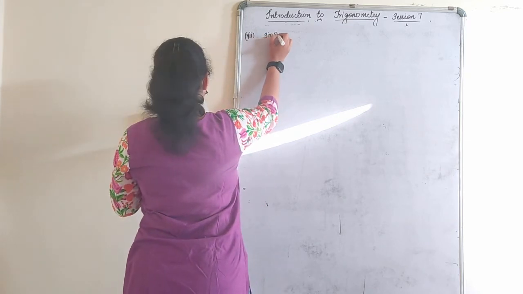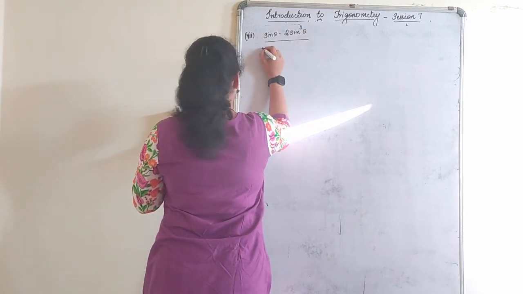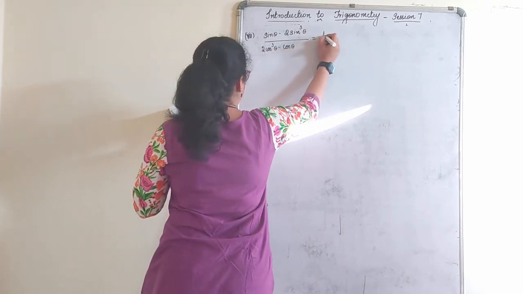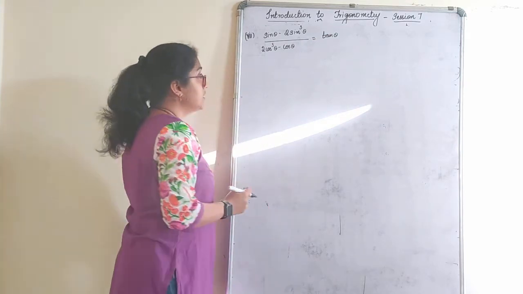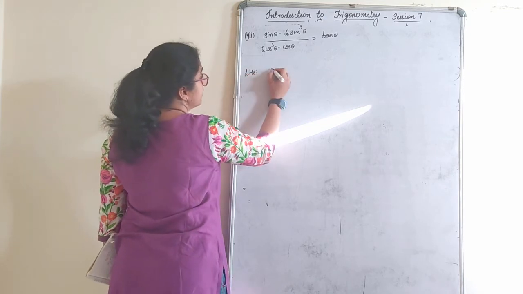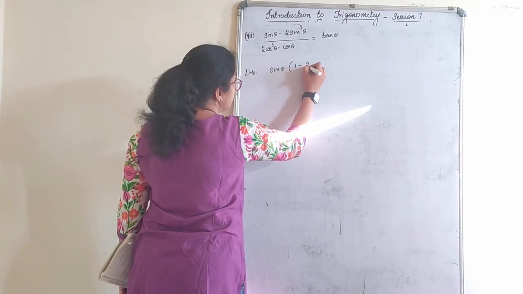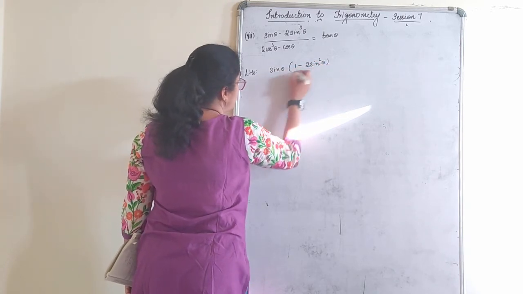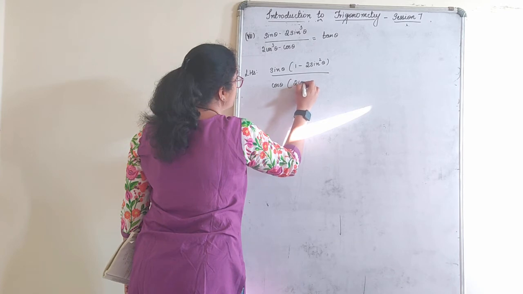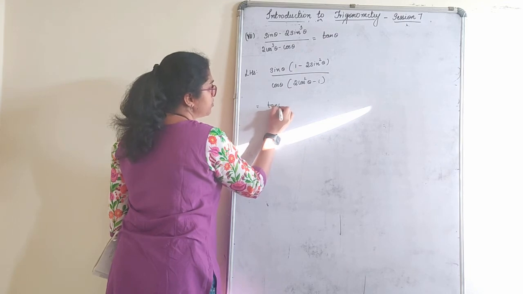Sin theta minus 2 sin cube theta divided by 2 cos cube theta minus cos theta is equal to tan theta. What comes first to your mind is to take common. Sin theta is common in the numerator, leaving 1 minus 2 sin square theta. In the denominator, cos theta is common, leaving 2 cos square theta minus 1. Sin by cos is tan theta. Over. You got the answer.